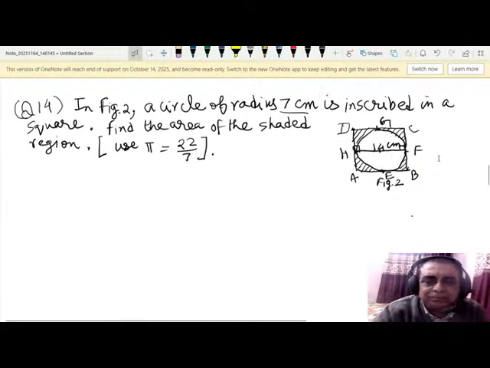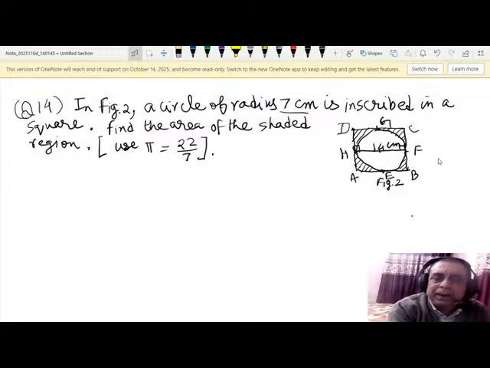Now, what is this sum saying? In the figure, there is one figure given, marked figure 2. A circle of radius 7 centimeter is inscribed in a square. Find the area of the shaded region. So this is the given figure. Mark the corner points as A, B, C, and D, and it is touching the circle at the points E, F, G, and H. Now join H and F.